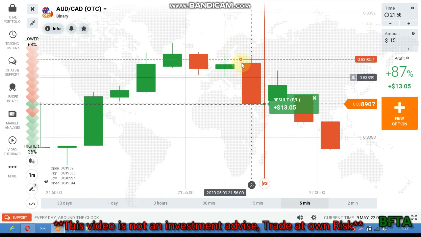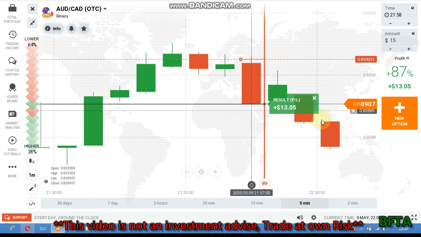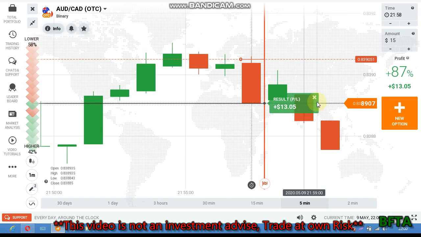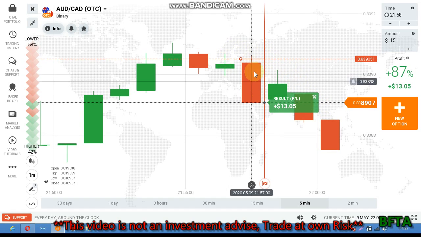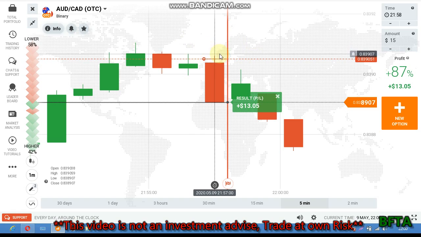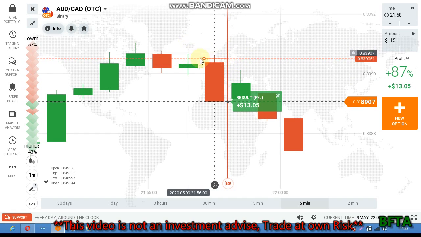Observe the market. The market wants to go down. I know that the market wants to go down. The market wants to move in this consolidation form to go down. So that's why I place a put option. I'm not placing a call option here, though we have an uptrend. I place a put option because of this strong rejection.